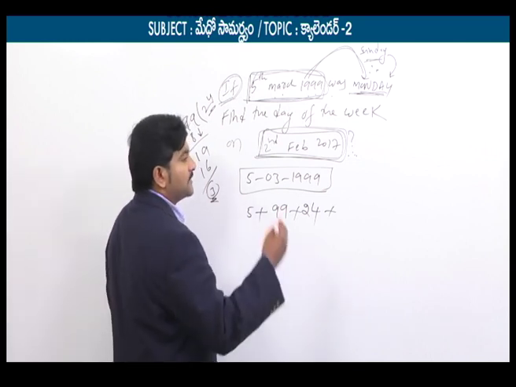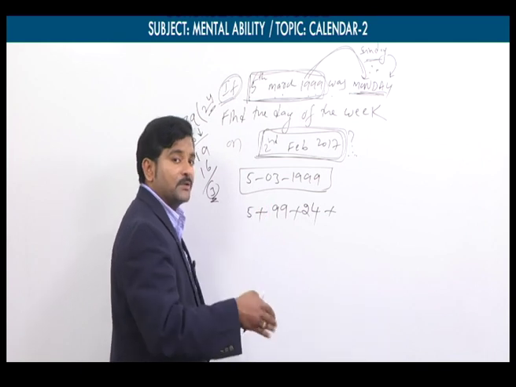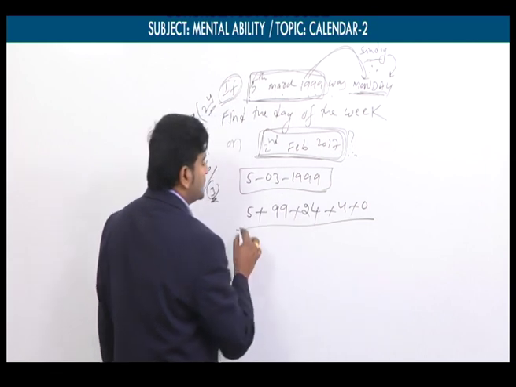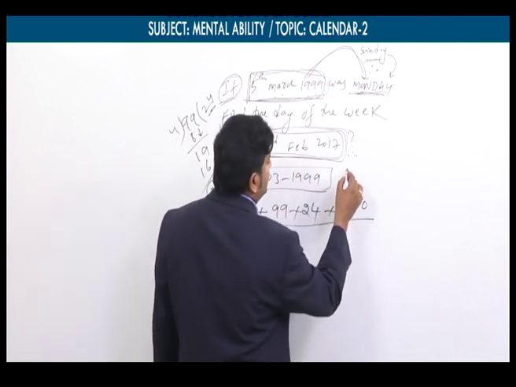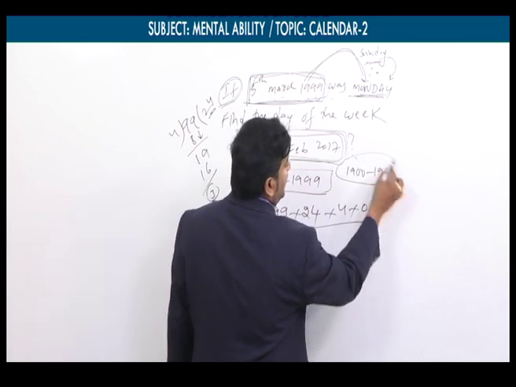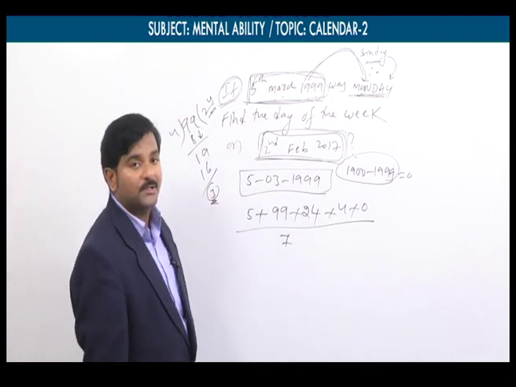Plus next, March month code. According to codes, January month code is 1, March month code is 4, February month code is also 4, that's why 4. Luckily here century code is 0, so mod 7. Why is century code 0? Because if the given year lies between 1900 and 1999, then that code is 0, we should take 0.